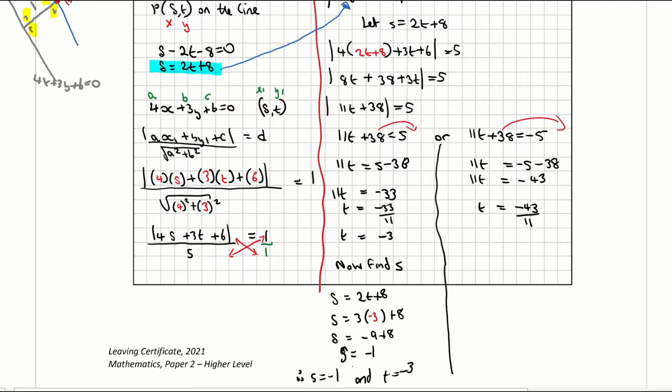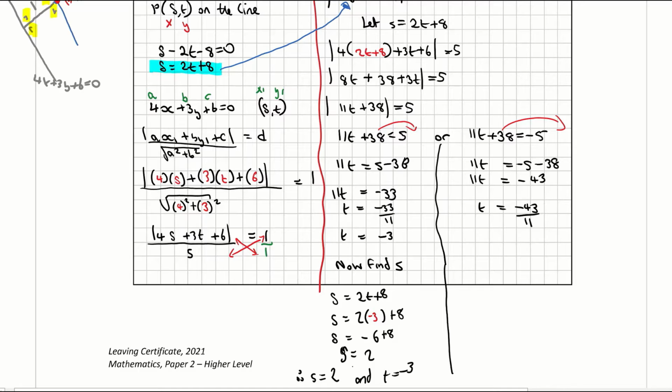Sorry, I've made a mistake there on that. That should be a 2, shouldn't it? What am I doing? So that's a 2, which gives me minus 6 plus 8, and minus 6 plus 8 is 2. So my s there is positive 2. Sorry, my fault on that one. So s is 2, t is minus 3.